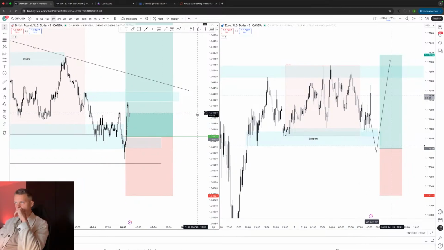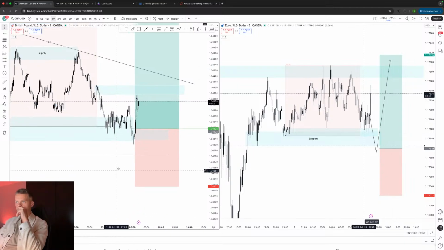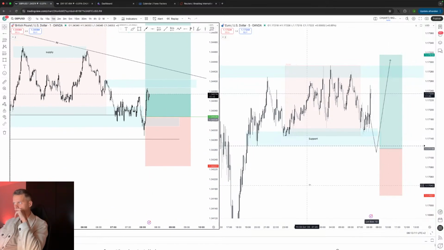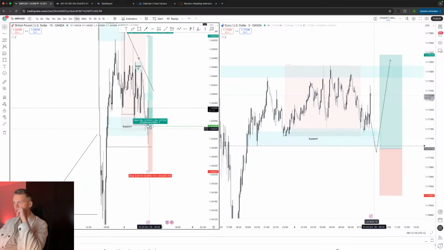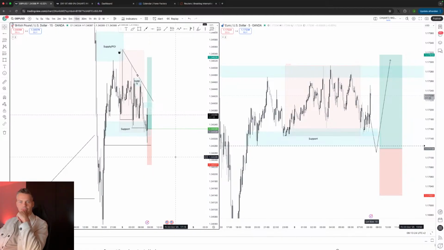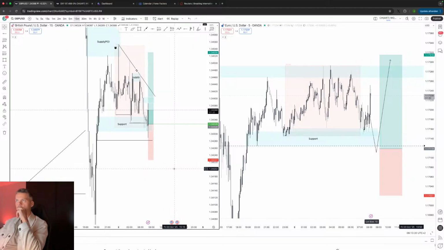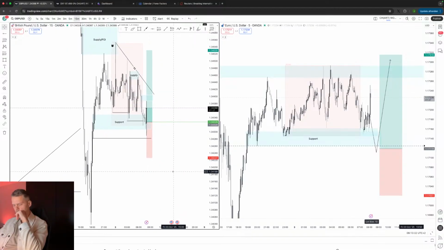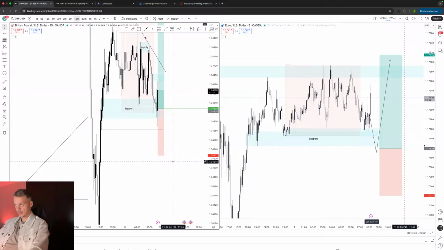Let's see if we want to push up higher. The 15-minute candle looks good. Still 1.5 minutes to go. Anything can happen in that short amount of time.